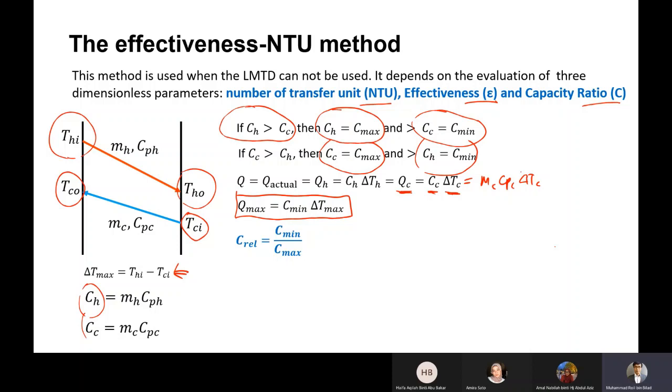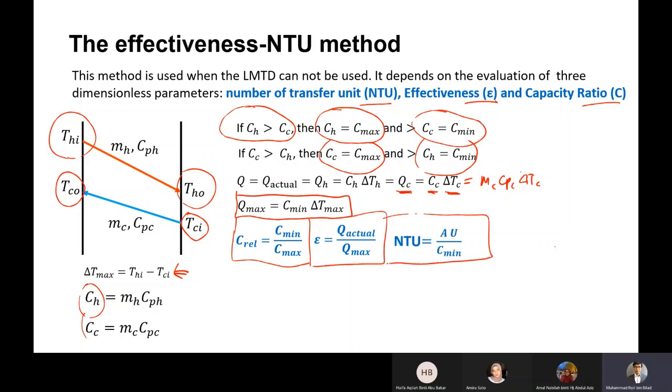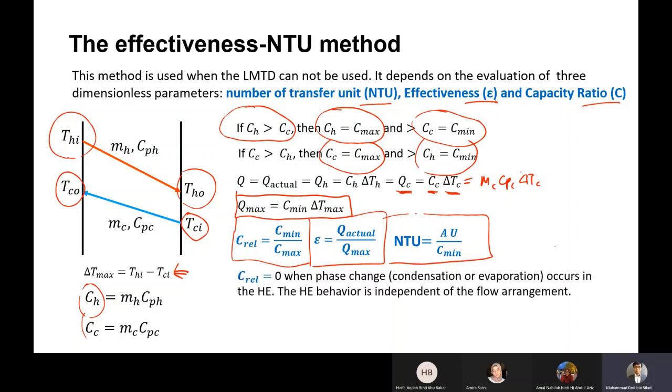Then we have the capacity ratio, or capacity relative. This is basically C min divided by C max. And we have the effectiveness. The definition is Q actual divided by Q max. And lastly, we have the NTU, which is defined as AU over C min. A is the area of the heat exchanger, U is the overall heat transfer coefficient, and C min can be C_H or can be C_C. Another important thing is that C relative equals 0 when there is a phase change, condensation or evaporation.